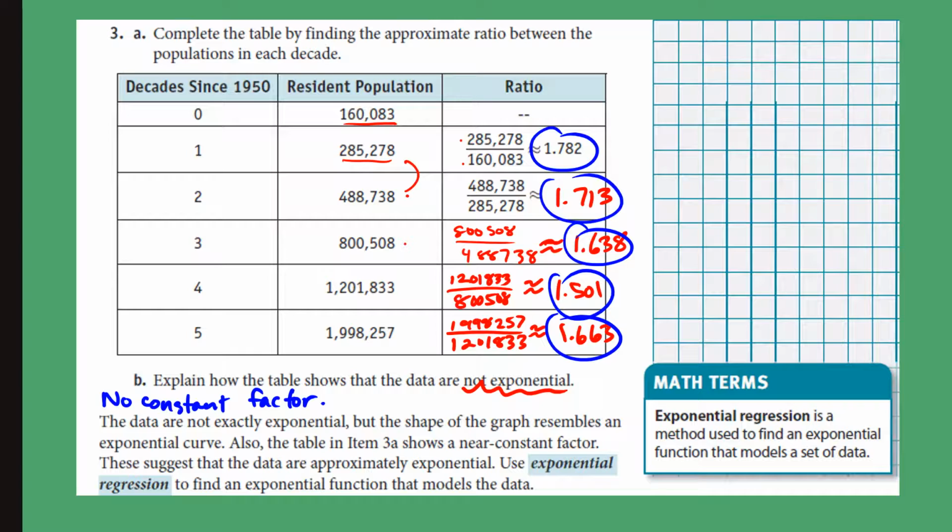Also, the table in item 3A shows a near constant factor. So 1.78, 1.71, 1.6, 1.5, 1.6 are almost the same. So these suggest that the data are approximately exponential. So what we'll learn to do is use exponential regression to find an exponential function that models the data. We're not going to find a function that's a perfect fit because the data isn't exactly exponential, but we can use a regression to find something that's close.